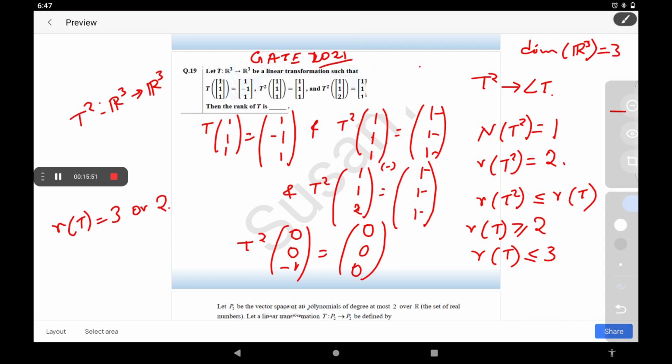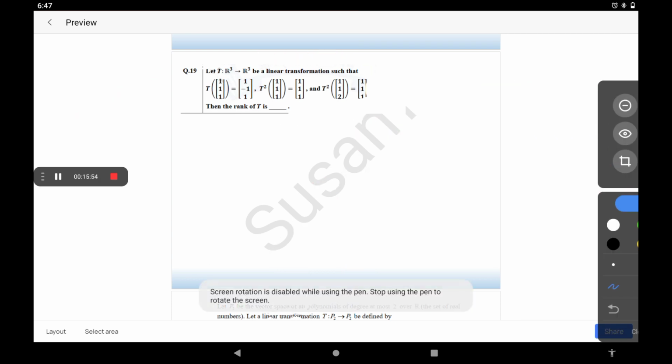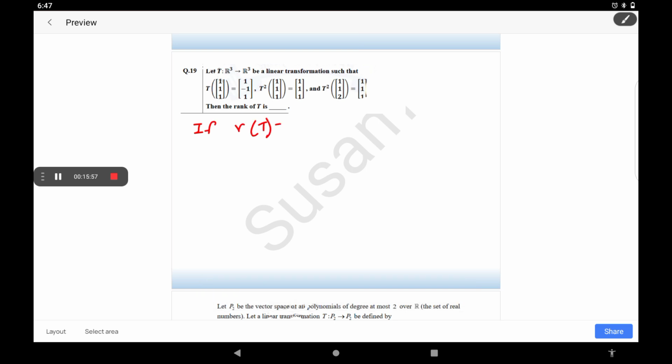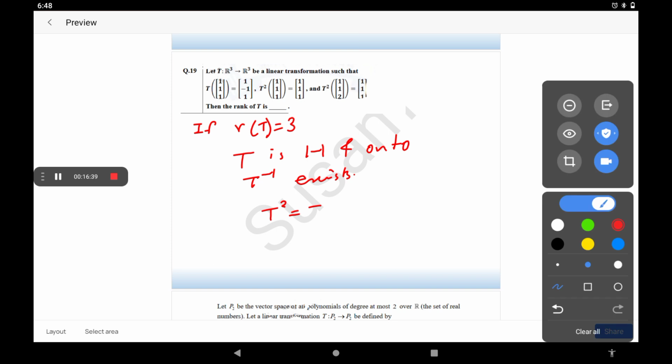Okay. Now if rank of T is 3, then T is one to one and onto. So T is invertible. T is one to one and onto because it is a finite dimensional vector space. So rank T is 3 means nullity of T is 0. That's why this implies T inverse exists. If T inverse exists, then what will happen? Just a minute.